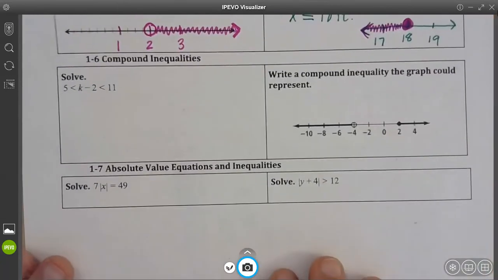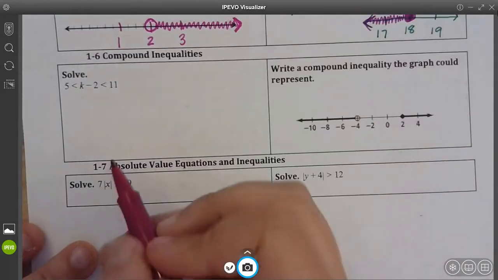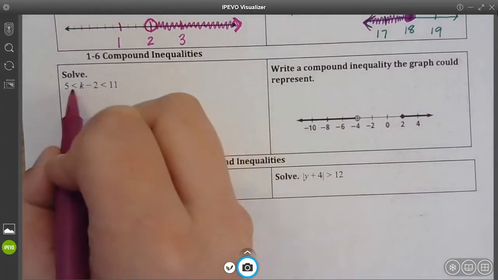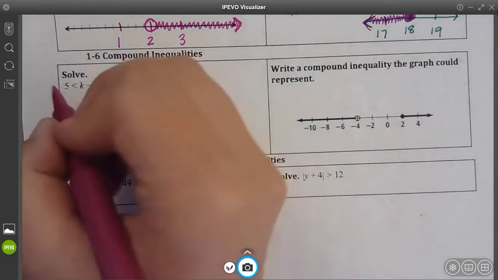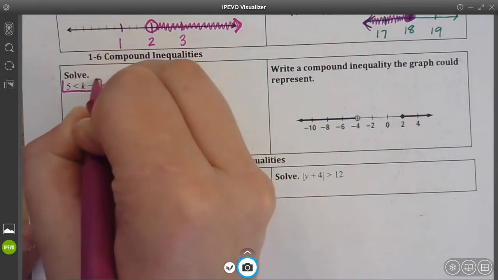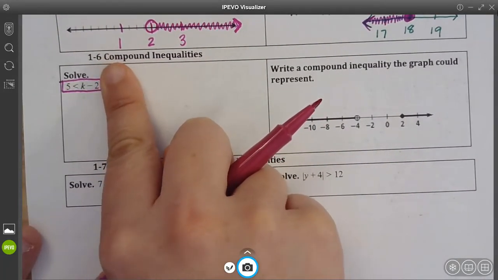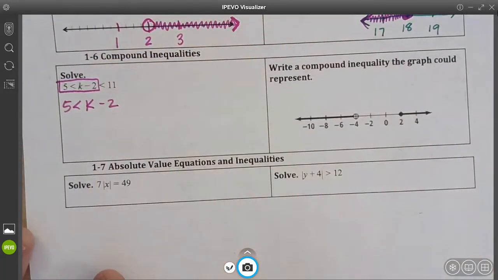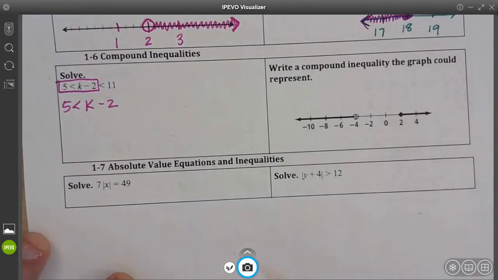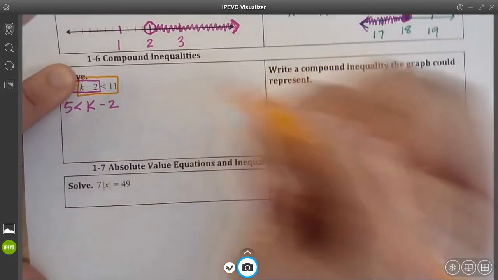In section 1.6, we learned about compound inequalities, which means we have 2 separate inequalities. In this one you can see we have 2 inequality signs, and we want to solve it. We are going to split it up into 2 separate problems. So we're going to cover up one side and solve the inequality 5 is less than k minus 2. That's going to be one of them. And the other one is going to be when we cover up the left-hand side.